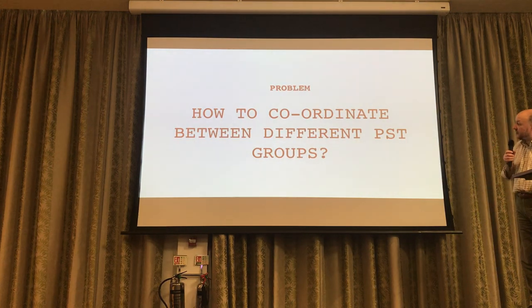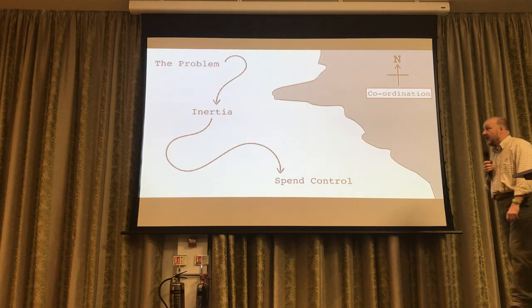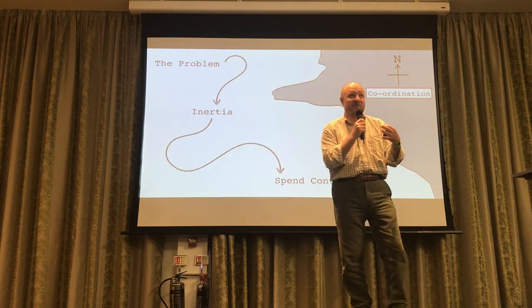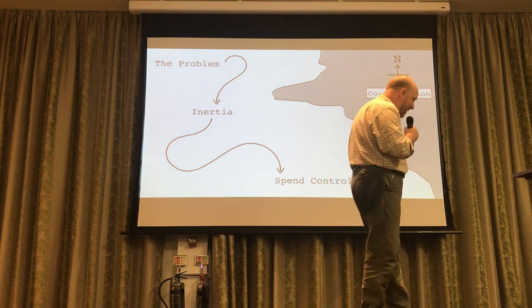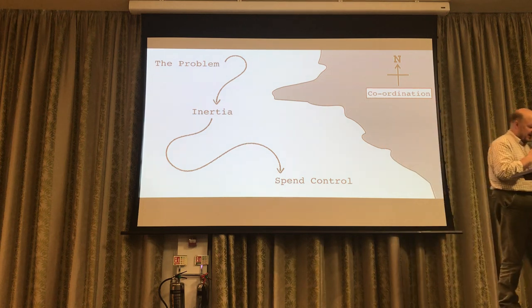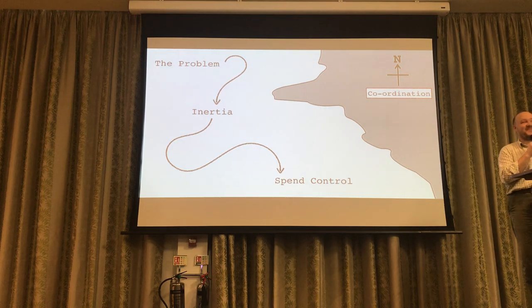And in the last session, we're going to talk about how to coordinate between different PST groups. So we'll talk about the problem of communication, particularly to do with inertia. Inertia is a major issue in an organization. And we'll talk about how to, hopefully, at least fix it to some extent through the use of span of control.